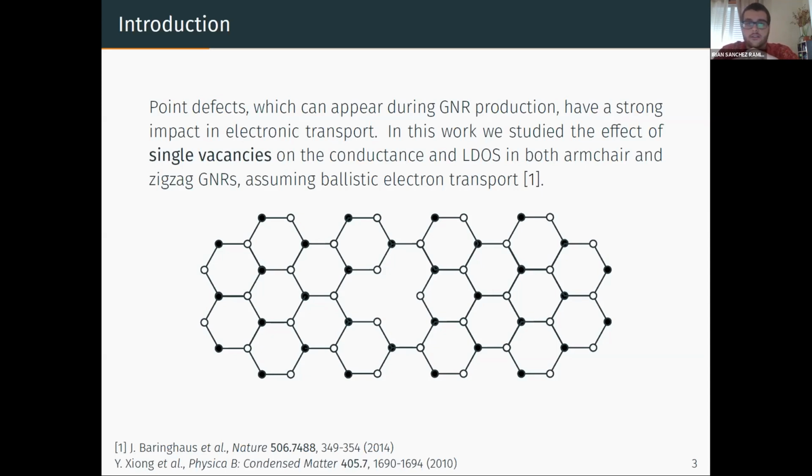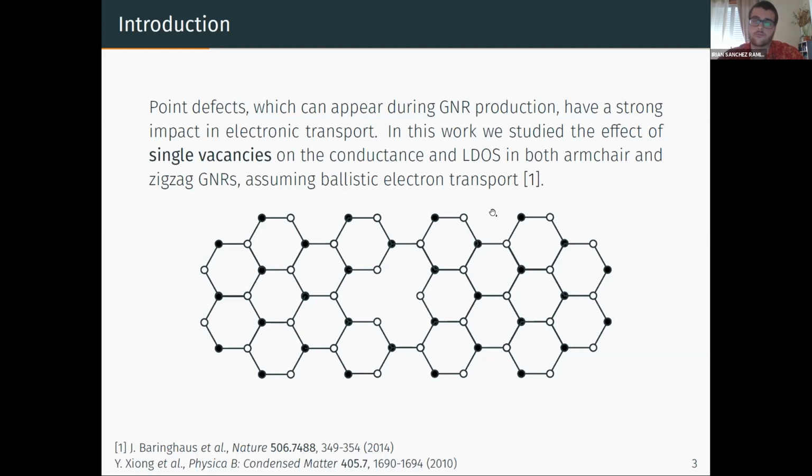we thought that studying point defects and the effect of single vacancies on the conductance and local density of states in both armchair and zigzag nanoribbons could give us a clue of how this transport works, assuming that it is ballistic, since as said in the work of Baringhaus, it's true even at room temperature in graphene nanoribbons. For the simulations and numerical calculations, we are introducing single vacancies like shown in this picture, assuming that they do not cause reorganization or reconstruction.